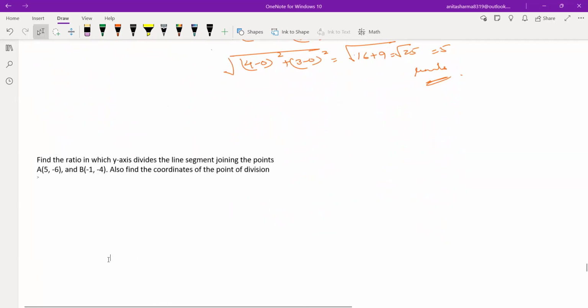Now next is, see beta. Find the ratio in which the y-axis divides the line segment joining the points A 5, minus 6 and B minus 1, minus 4. Also find the coordinates of the division. So any idea, children, what is given here? Ma'am, we can take x as 0 because the y-axis divides. Yes, because the line is divided by only the y-axis. So the x coordinate is 0 only.